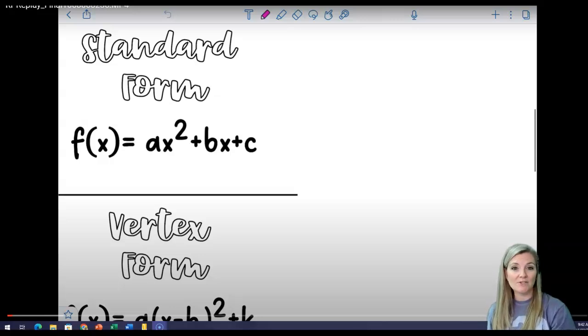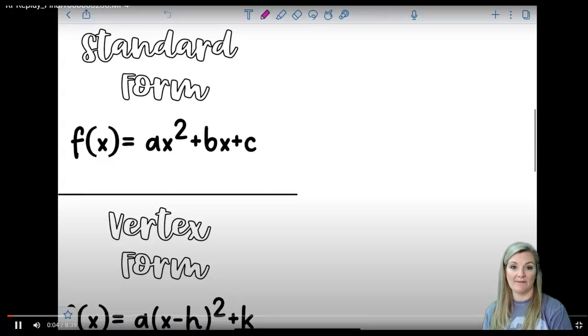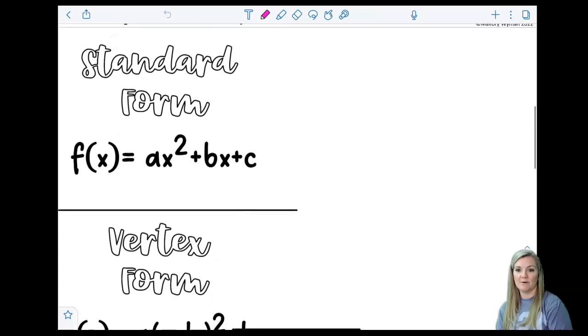And so before I show you guys how you can go from one to the other, we're going to show you what each gives us and then what we're still needing in order to graph it. So let's first go look up at standard form.